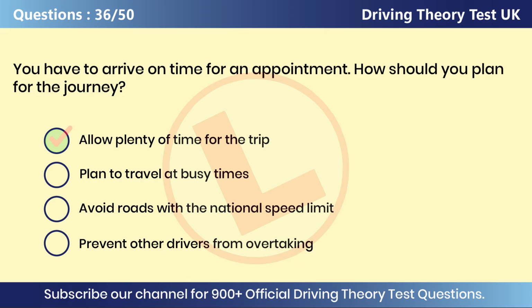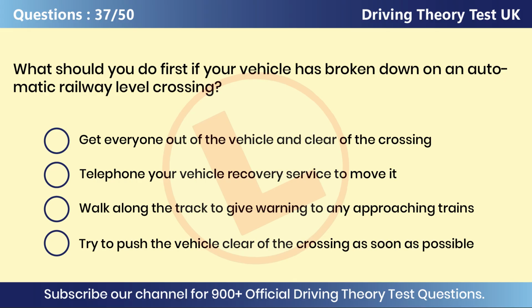A. Allow plenty of time for the trip. Question 37. What should you do first if your vehicle has broken down on an automatic railway level crossing? A. Get everyone out of the vehicle and clear of the crossing. B. Telephone your vehicle recovery service to move it. C. Walk along the track to give warning to any approaching trains. D. Try to push the vehicle clear of the crossing as soon as possible.